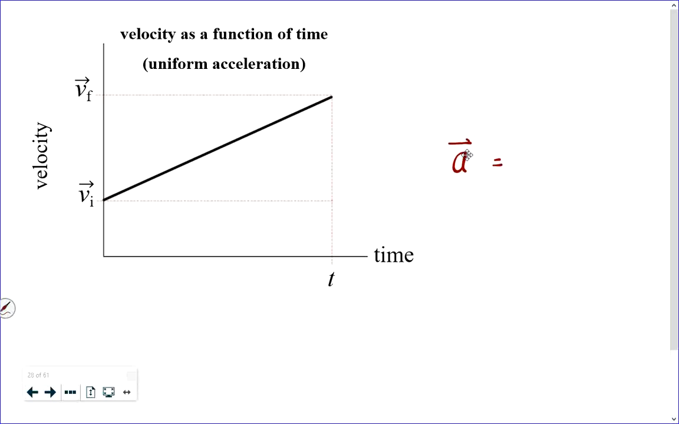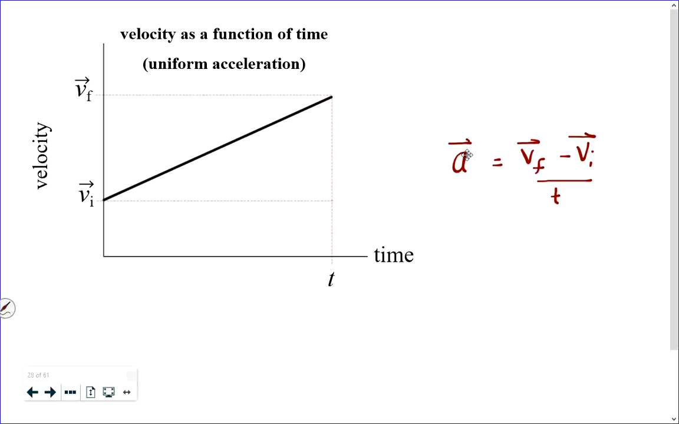If you use the definition of acceleration by taking rise over run, you end up with, I know your formula sheet says delta V over delta T, but I prefer to say you end up with VF minus VI over T, right? So this is called a kinematics formula. It is a formula that relates velocity initial, velocity final, time, and acceleration together.